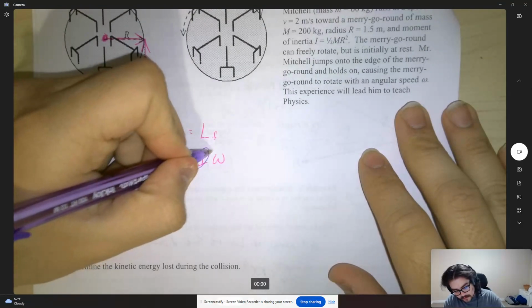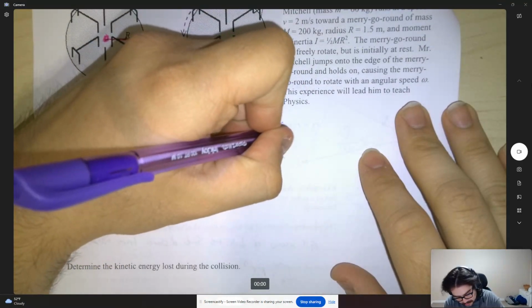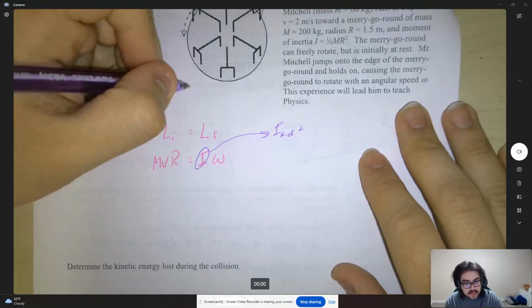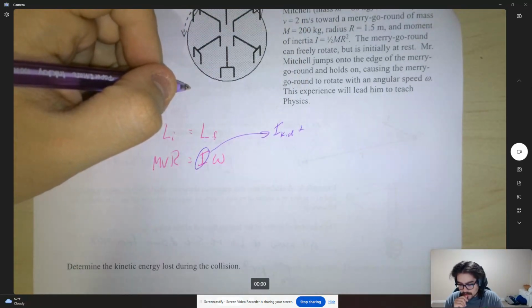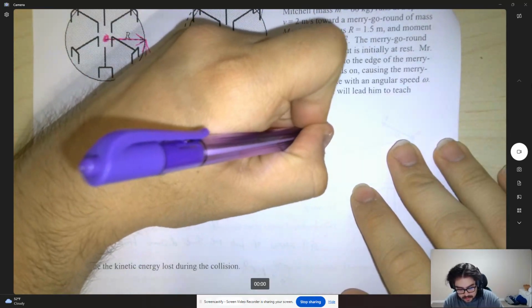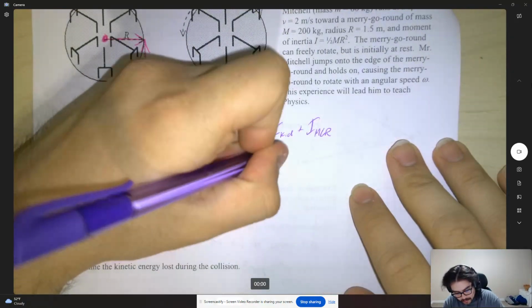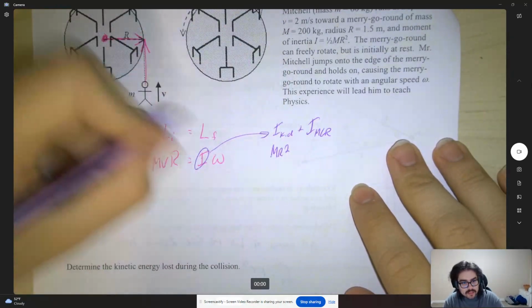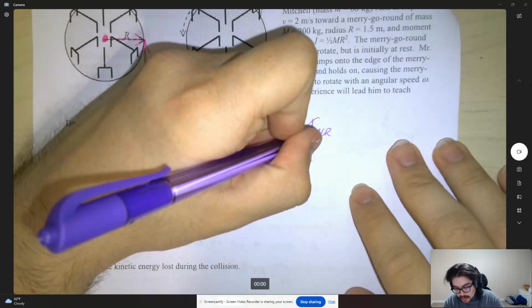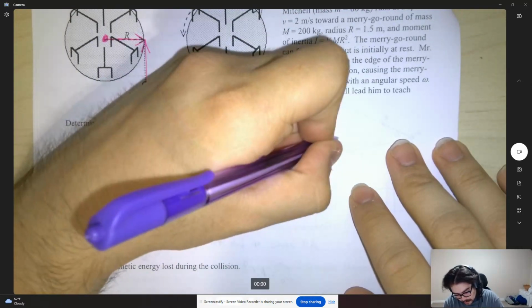I need to figure out the moment of inertia. This is going to be the moment of inertia of the kid plus the moment of inertia of the merry-go-round. The kid's moment of inertia is just mr squared because he's a point mass rotating about an axis, and the merry-go-round is going to be 1/2 capital MR squared.